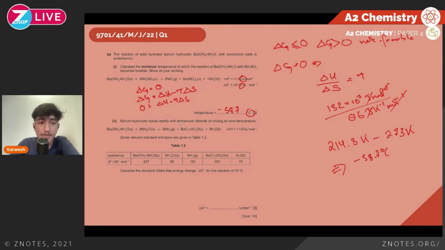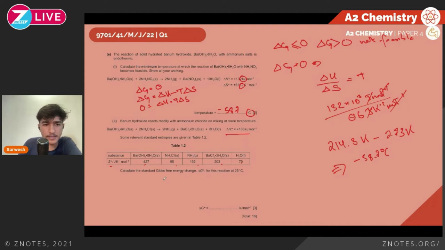Okay, so barium hydroxide reacts readily with ammonium chloride on mixing at room temperature. Some relevant standard entropies are given. So calculate the standard Gibbs-free energy for this reaction at 25 degrees Celsius. So we already have our enthalpy change, and we are given the entropies of the reactants and products. So we need to first find out the entropy of the system, or the entropy change of reaction, whatever you prefer to call it.